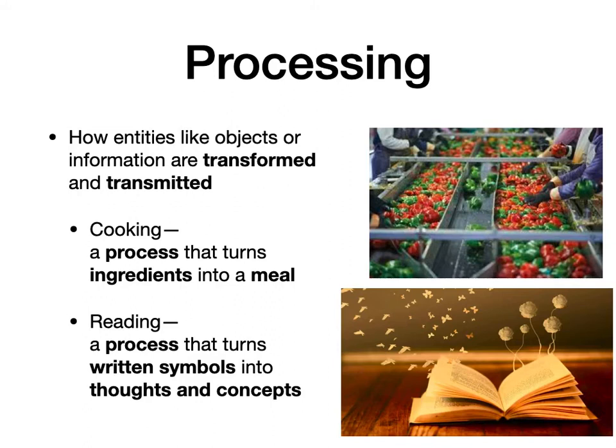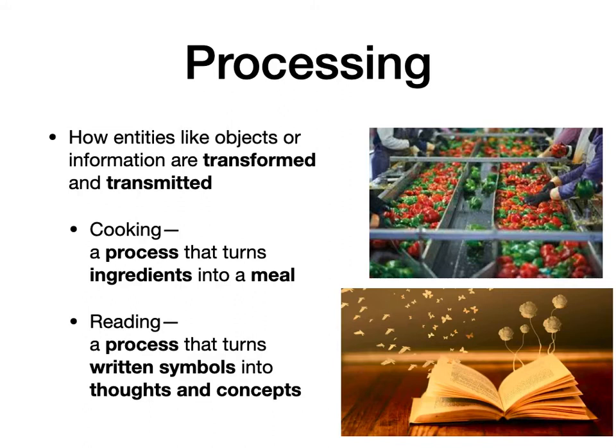Cooking, for example. That's a process that turns ingredients into meals. You are taking steps, you are changing the properties of the various items. You might be cutting them into smaller parts. You might be changing their heat and allowing another chemical and physical process to take shape. Processes can be composed of lots of other processes, right?